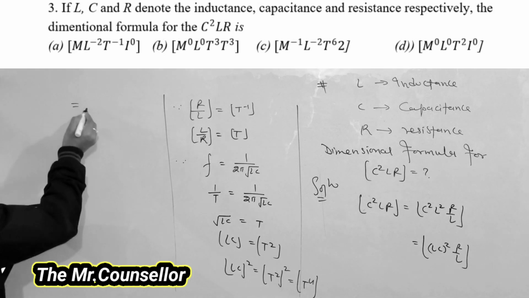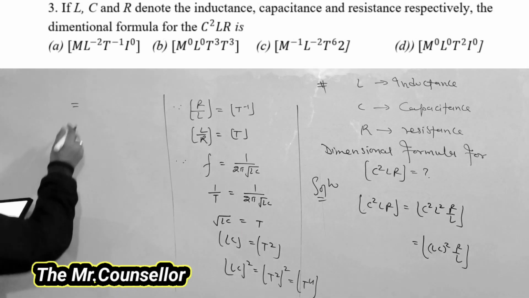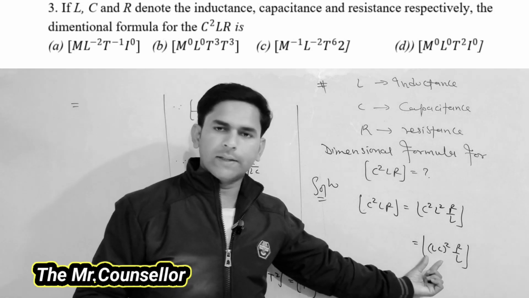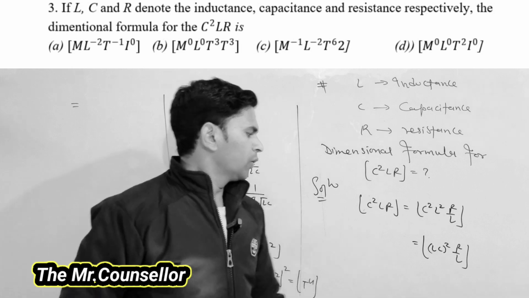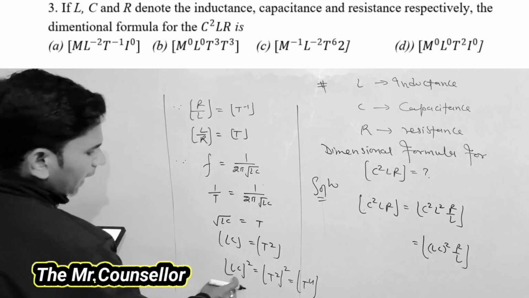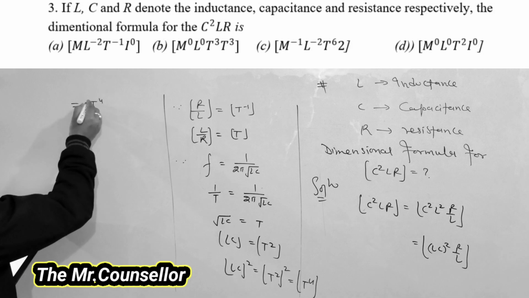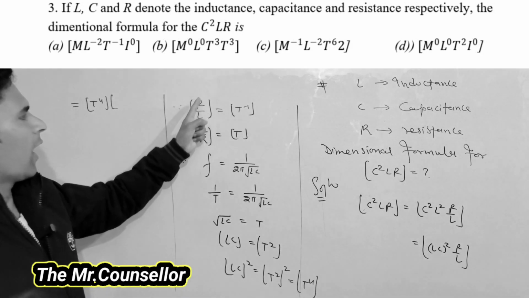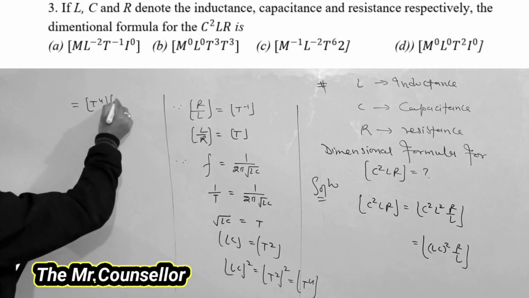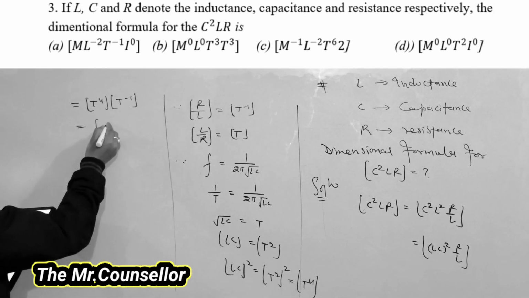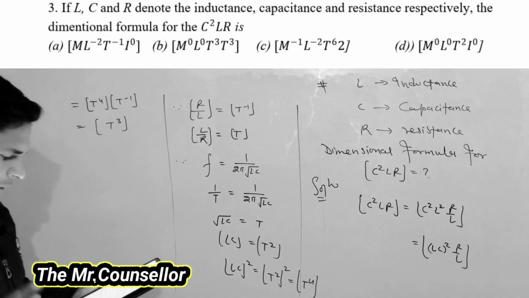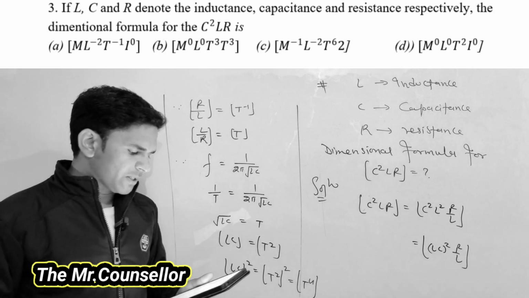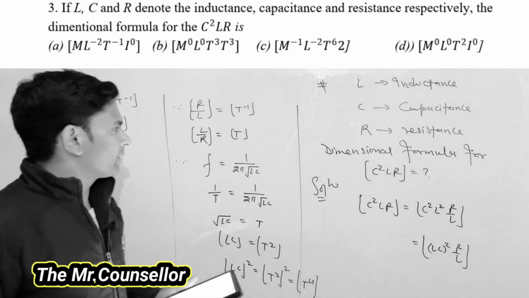So what will you get? You just change it like this. Now place this value here. So LC square: what is the value of LC square? T power 4. Very good. And what is the value of R upon L? T minus 1. So here you can write T minus 1. So finally you can write T cube. Which option is matching? You can see in the given options which option is matching. So maybe option B is the correct answer of this problem.